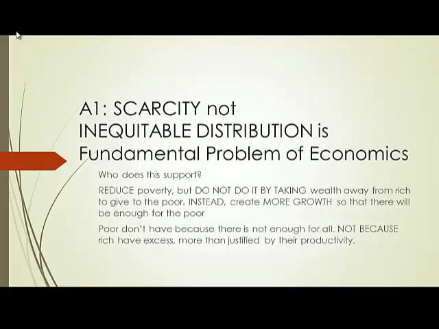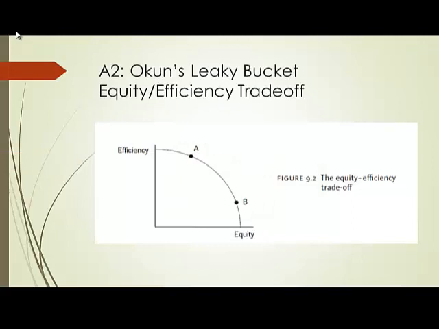So his demand is not an effective demand. So this is what the theory says, that the poor don't have because there is not enough for all, and not because the rich have excess. So this is actually hiding the source of the problem. So don't worry about the inequality, worry about getting more. But this getting more solution has been followed for a century and it has not worked. So the fundamental problem is not scarcity, it is inequity. It is the fact that some people have a lot more money than they deserve.